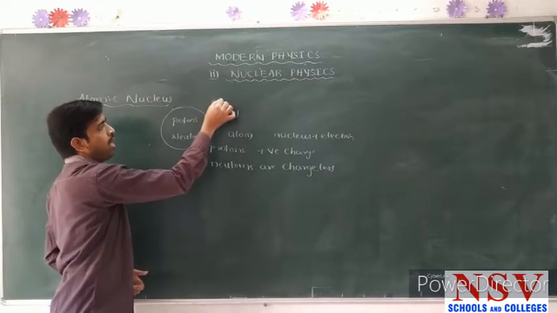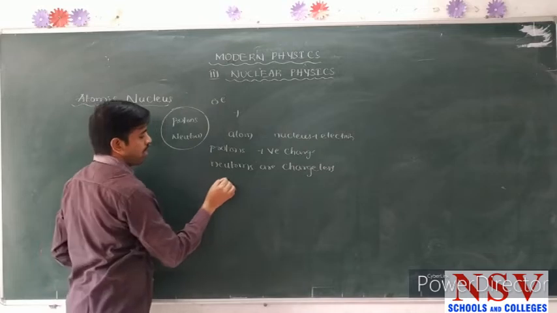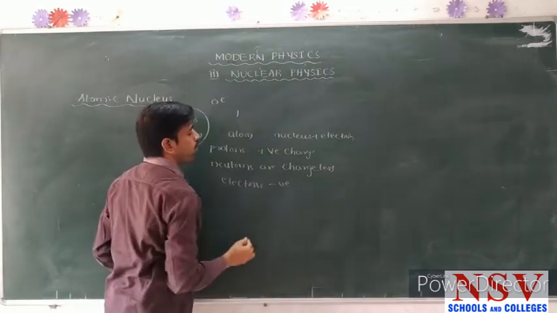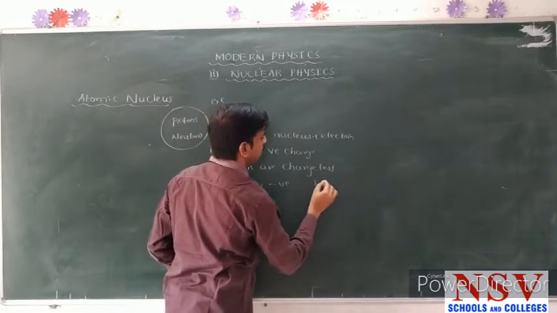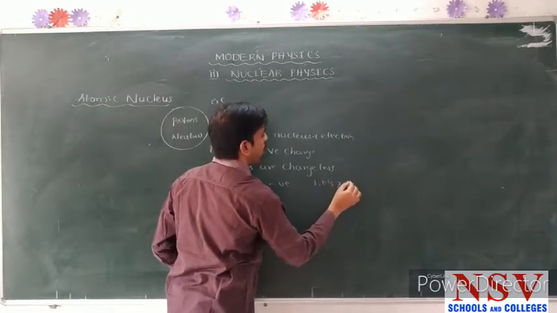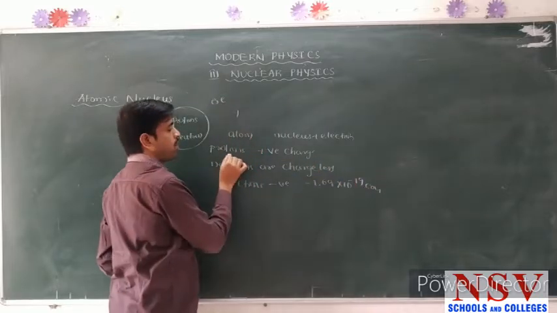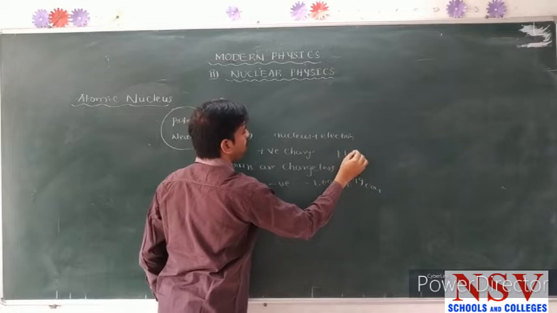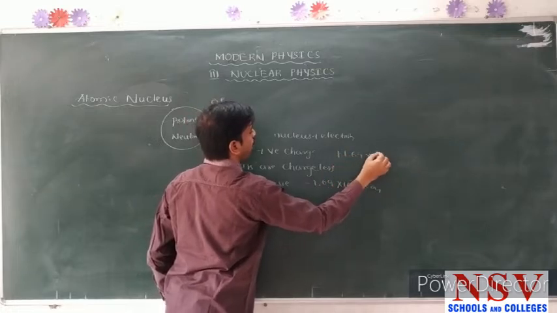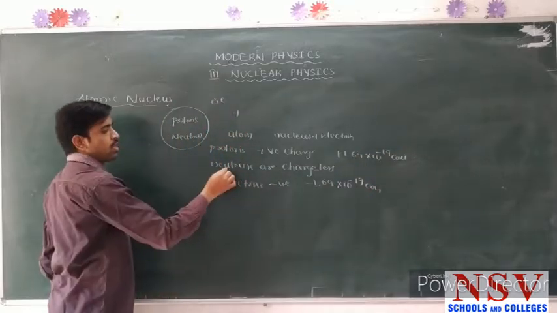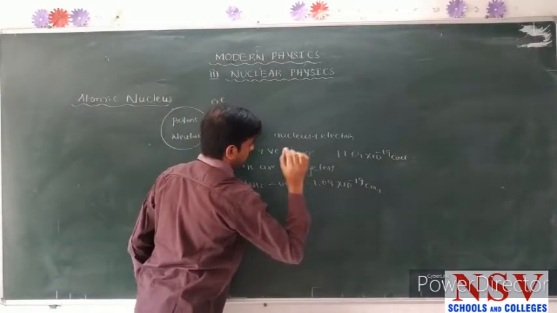Already we know that electrons are negatively charged. This value is 1.6 into 10 power of minus 19 coulombs, negative. The positive charge of the proton has the value 1.6 into 10 power of minus 19 coulombs. In this case, neutrons are chargeless particles.